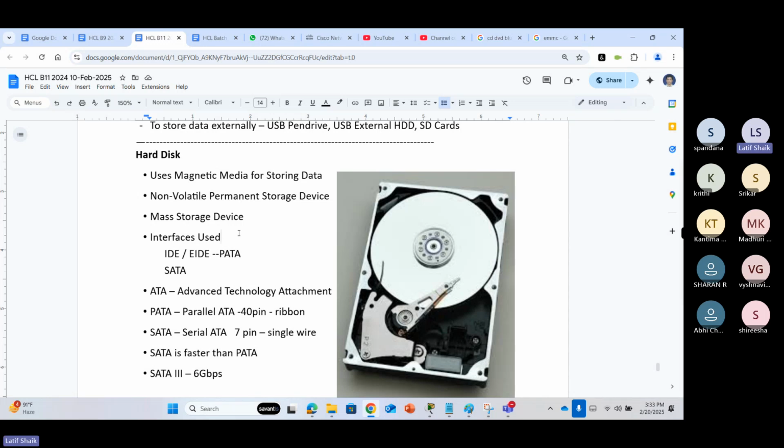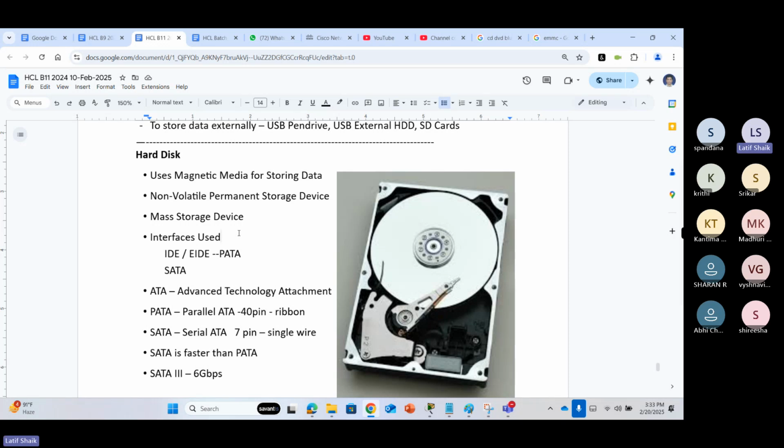What is a mass storage device? It can hold a lot of data. Nowadays we are getting 1 terabyte, 2 terabyte, and 4 terabyte disks, right? So more data, and permanent, of course, non-volatile, permanent storage. We can read, we can write, we can delete the data in the hard disk.